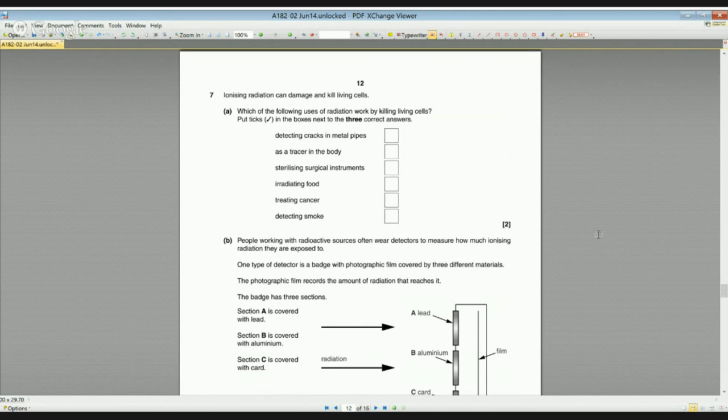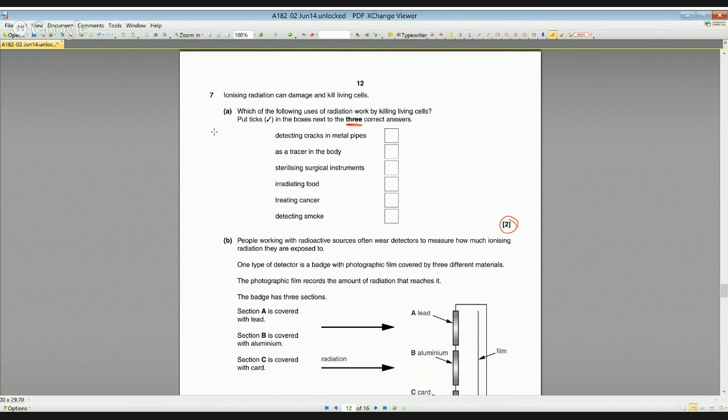Question number 7. Ionizing radiation can damage and kill living cells. Part A, which of the following uses of radiation work by killing living cells? Put ticks in the boxes next to the 3 correct answers. The first thing, and I'm going to bang on about this again, 3 correct answers. And you see there's 2 marks available. That's not contradictory. Usually with this kind of question, if you put all 3 correct answers, you get 2 marks. If you put 2 correct answers, you get 1 mark. They may give you a mark for 1 correct answer. It would vary by question.